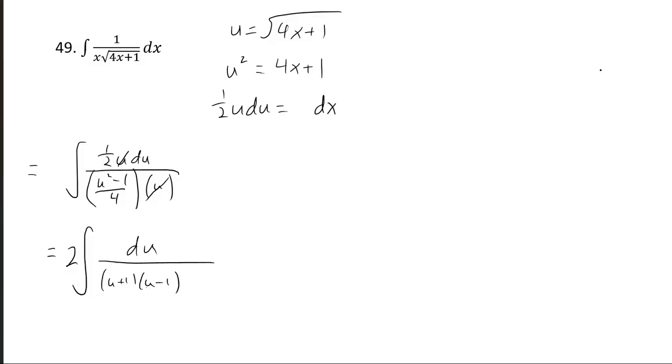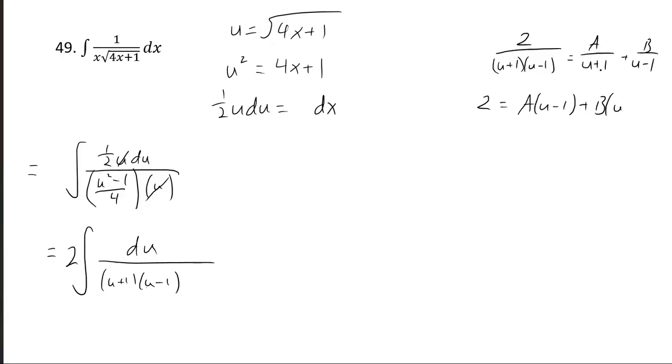Okay, so this is partial fraction decomposition. I'll go through the motions of it. We can even lump the 2 in if we want. 2 over u plus 1, u minus 1 is, these are linear, non-repeating, so A over u plus 1 plus B over u minus 1. Multiply both sides by u plus 1, u minus 1. 2 is equal to A times u minus 1 plus B times u plus 1.